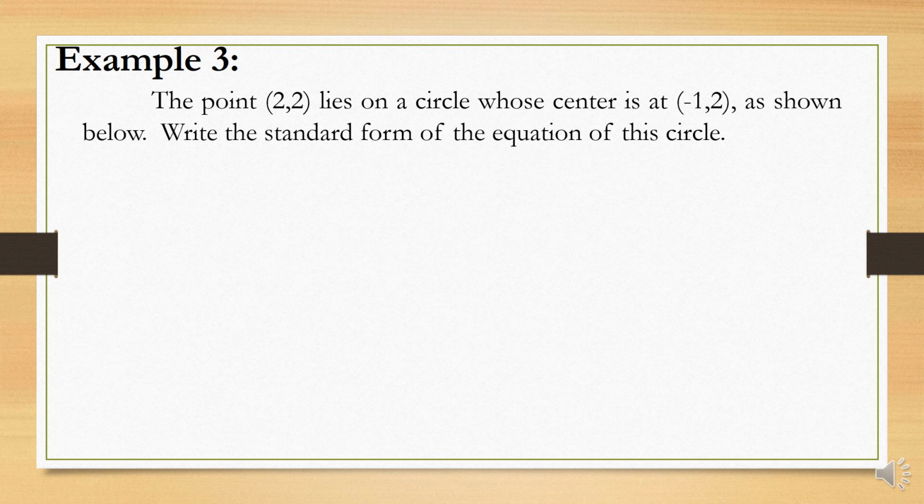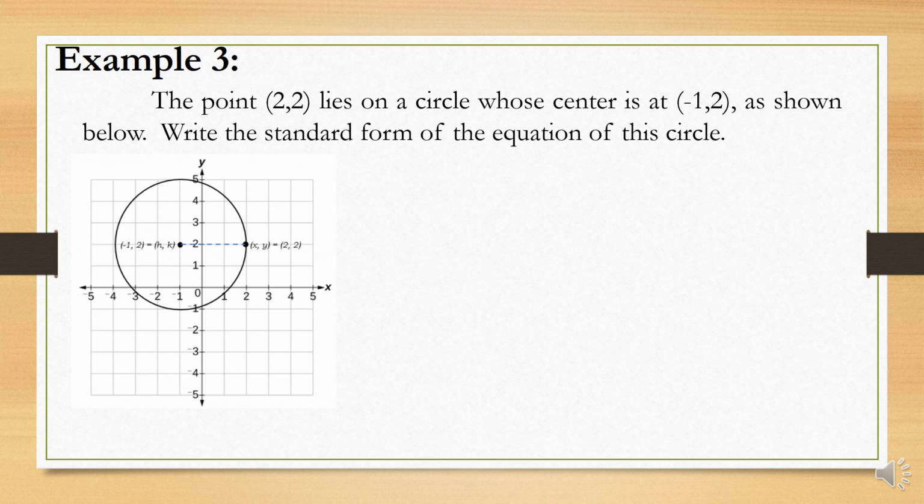Example number 3. The point with the coordinates 2 and 2 lies on a circle whose center is at the point with the coordinates negative 1 and 2, as shown below. Write the standard form of the equation of this circle.